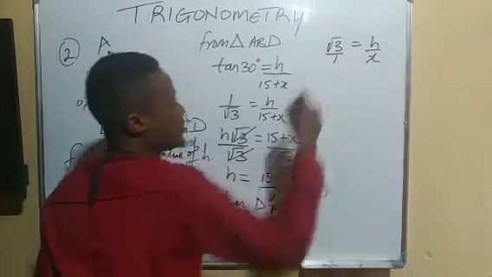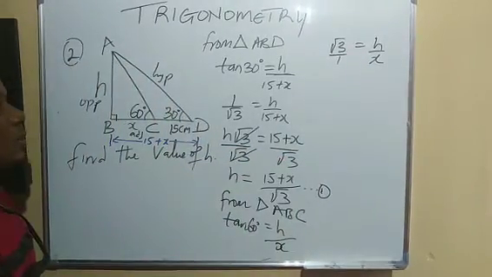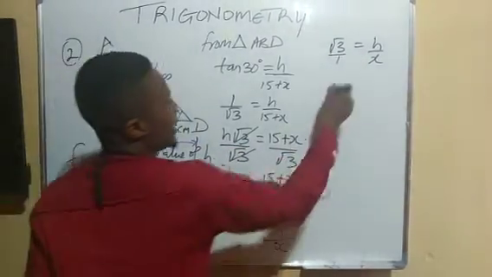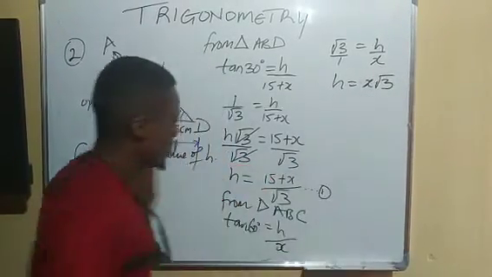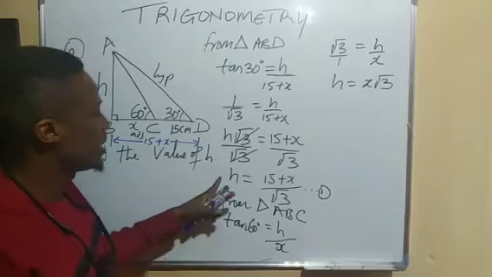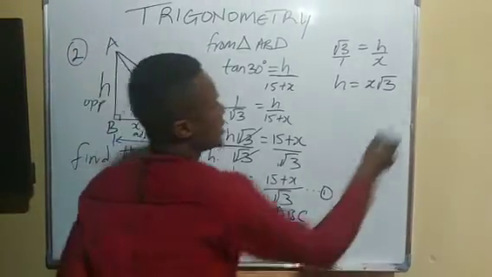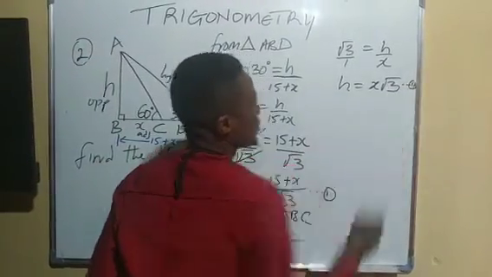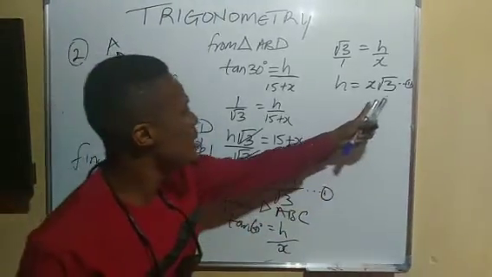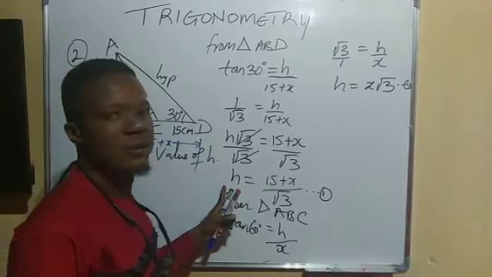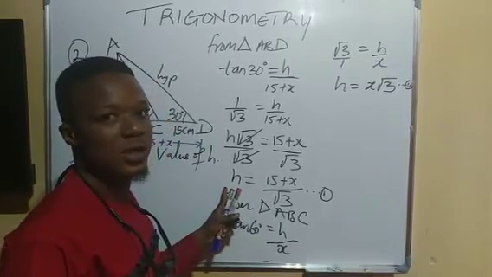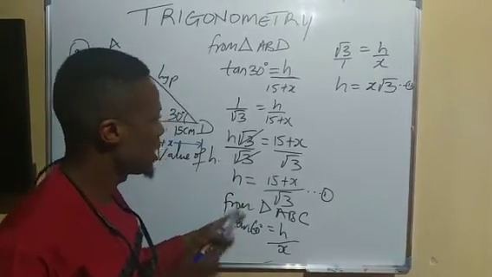Sub 3 can be sub 3 over 1. Cross multiply. If I cross multiply, I have that h is equal to x sub 3. So I've got two values for h. This is h and this is h. Remember, I can tag this equation 2. So I will carry this value for h and plug in here in the first equation because that's the value of h. So I will substitute h as x sub 3.